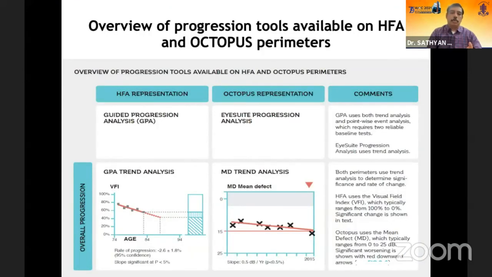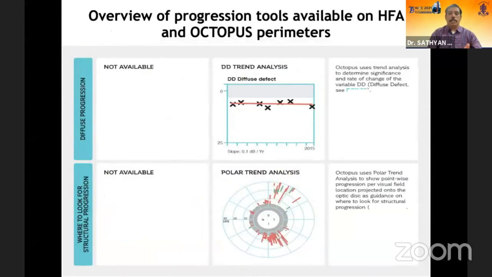Dr. Murli has shown in the previous talk how you can represent the progression in the visual fields of Humphrey and in the OCTOPUS. So I'm not going to discuss that much.